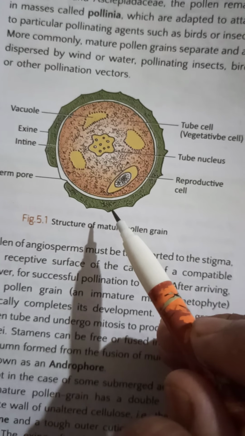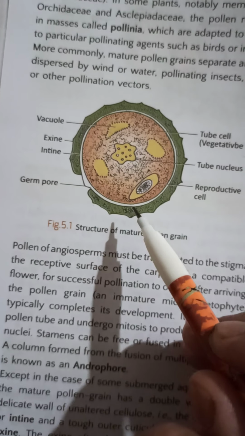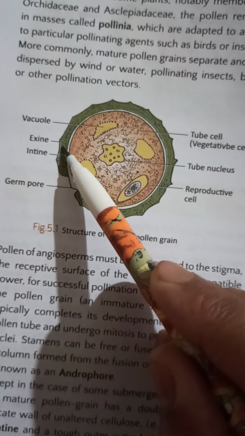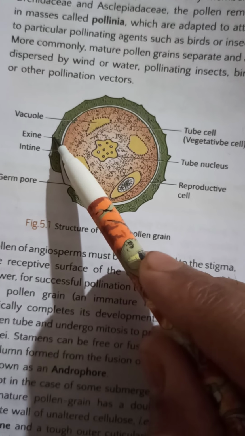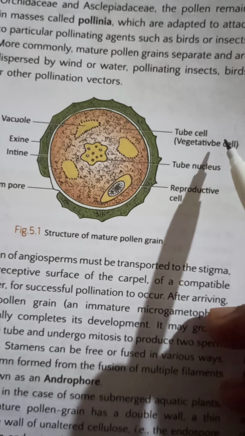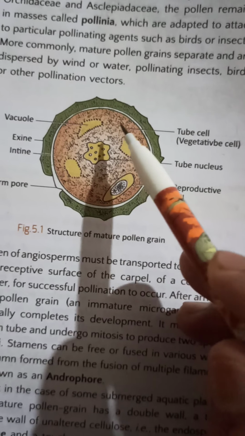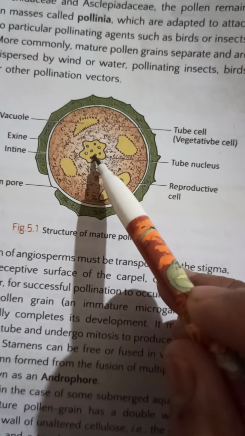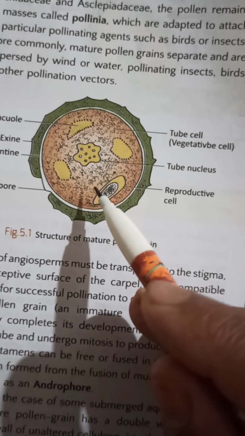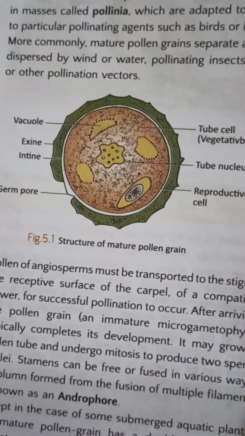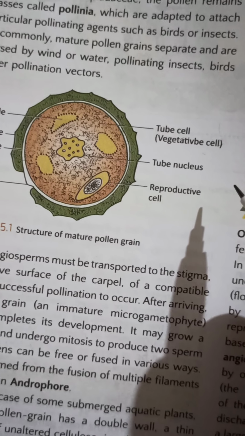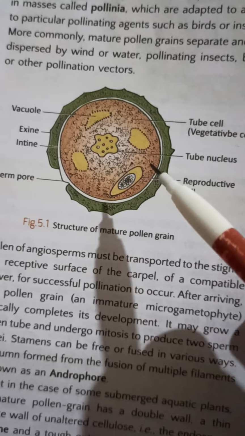If we focus on the structure of pollen, the outer part contains a layer called the exine, and the inner part is the intine. In the inner part, the vegetative cell, the tube cell, is there, which we discussed earlier, and here is the tube nucleus. Another is the reproductive cell. This reproductive cell or generative cell further divides to form two male nuclei.